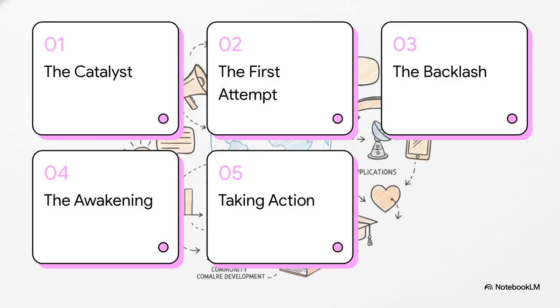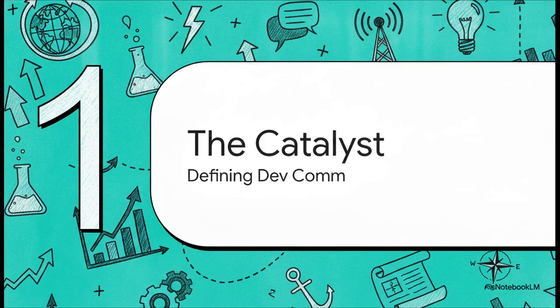We're going to break this complex academic history into some bite-sized chronological pieces so it's super easy to follow. First, the catalyst. Second, the first attempt. Third, the backlash. Fourth, the awakening. And finally, taking action. All right, Section 1, the catalyst, defining development communication.